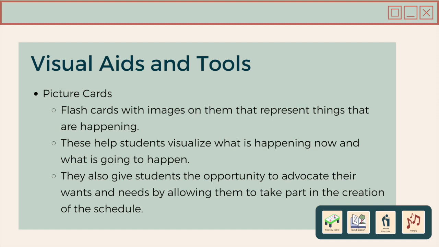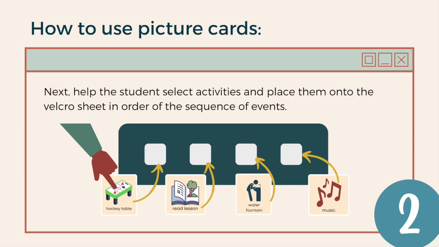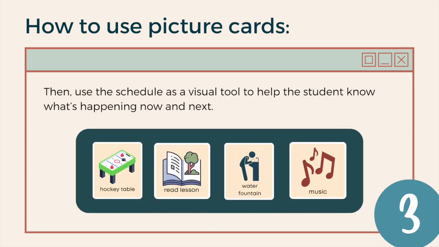If you're doing a schedule or a first-then board or something like that, you could either prep that ahead of time or at the beginning of the class, you could sit down with your student, lay out all the card options as you see here. Then you could work with that student to put them in the correct order in the sequence of what's going to happen in the day. And then you could use the schedule as a visual tool to help them to know what's coming next.